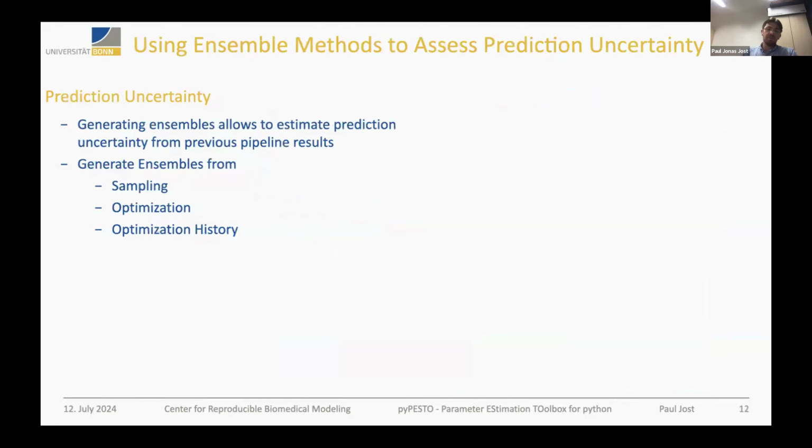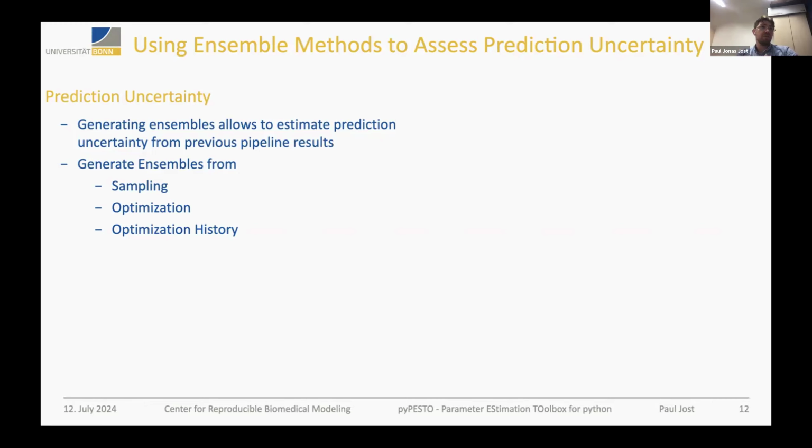So the next step is we want to propagate this towards the prediction uncertainty. pyPESTO does this by generating ensembles from your previous results. Ensembles in this case means it's a collection of parameters that resemble basically the uncertainty in the parameter. And then you propagate this by simulating each set of these parameters and then looking at the output and how does the output vary. How can you generate those ensembles?